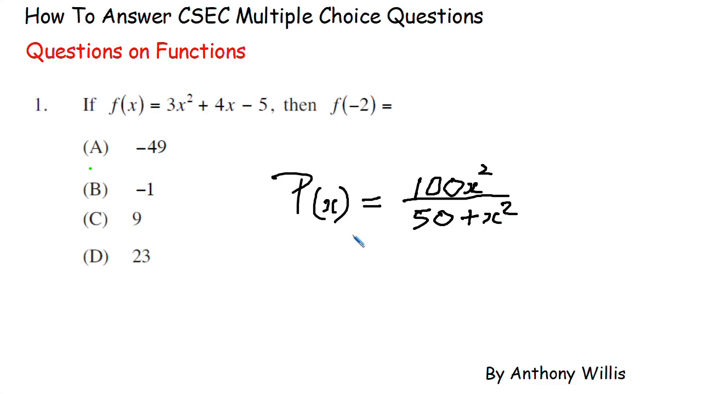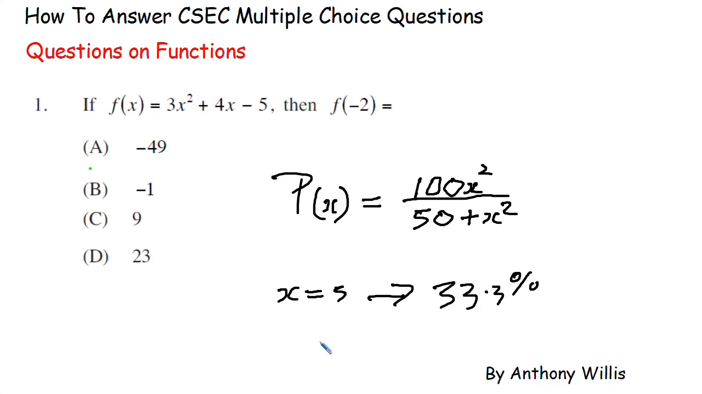So the question to ask yourself is, a student who spends 5 hours studying will receive what score? If you plug in 5 there, when x is equal to 5, the score would be 33.3%.